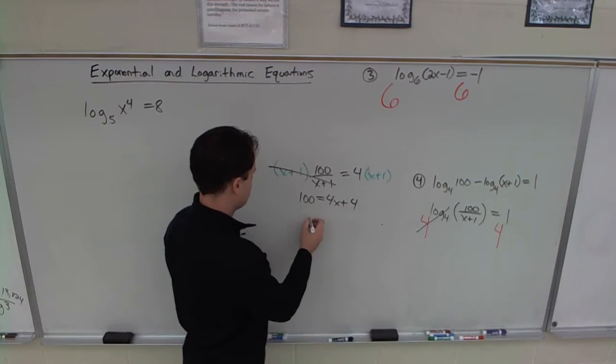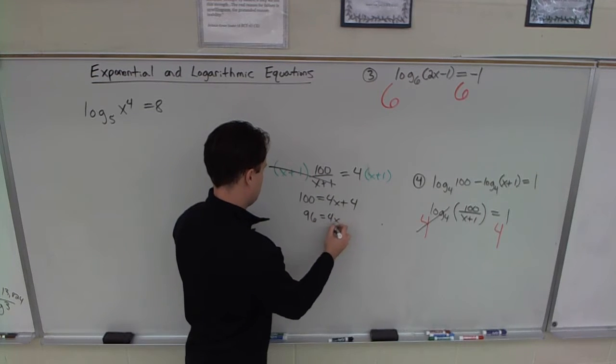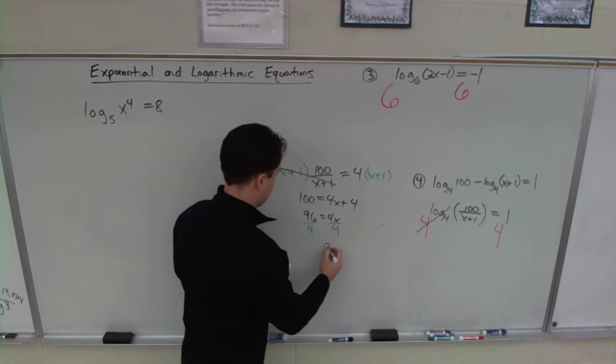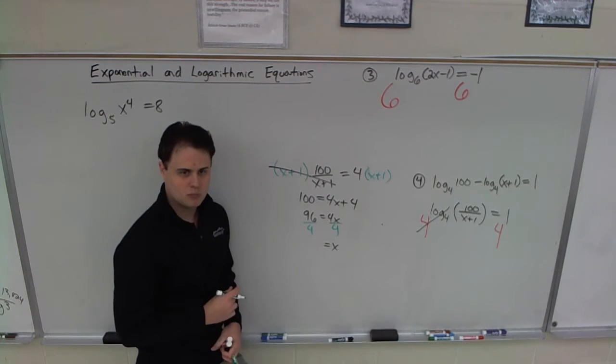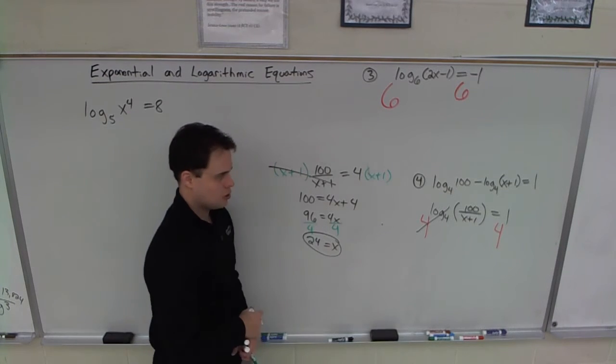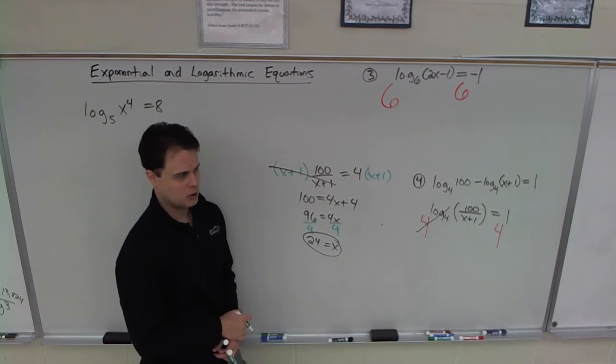So minus 4. Divide. Might need your calculator on that one. But 100 divided by 4 is 25, so yeah, it's 24. There we go. Done deal.